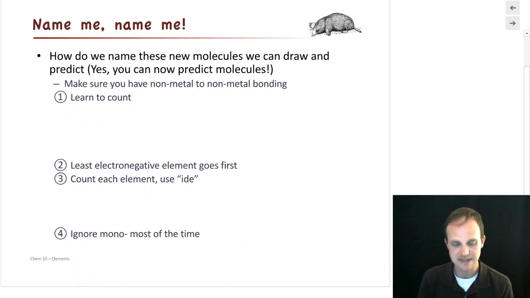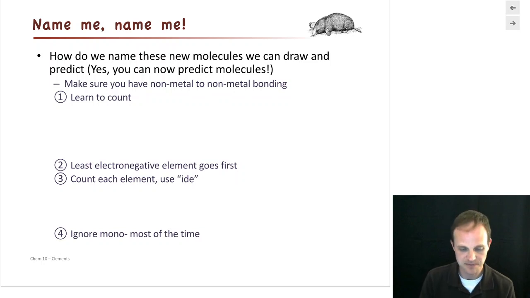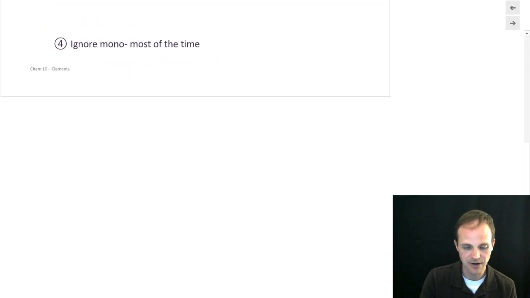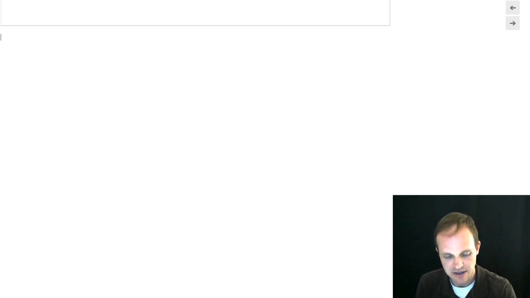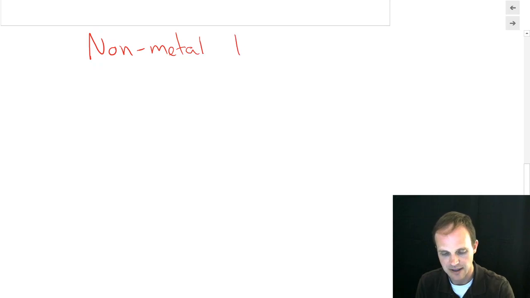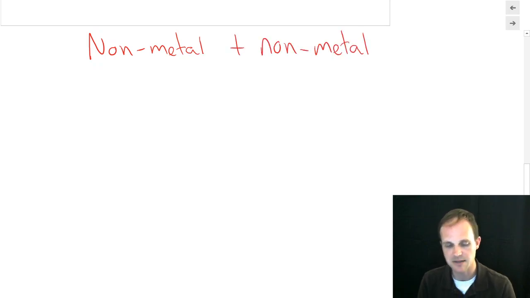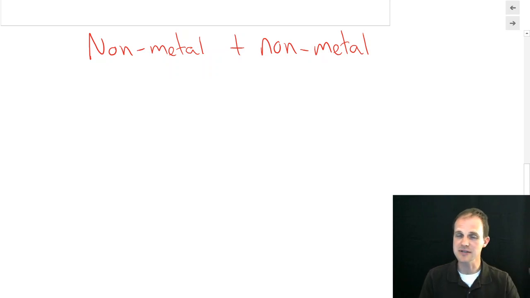Alrighty, so the next thing we have to do is figure out how we name these kinds of compounds. And I'm going to put those rules aside just for a second. The first thing is you have to make sure you've got a non-metal plus a non-metal, 2 things from the right-hand side of the periodic table. If you've got a metal, then you're going to use that ionic naming that we went over before. But we have 2 nonmetals. Now we can start naming things.